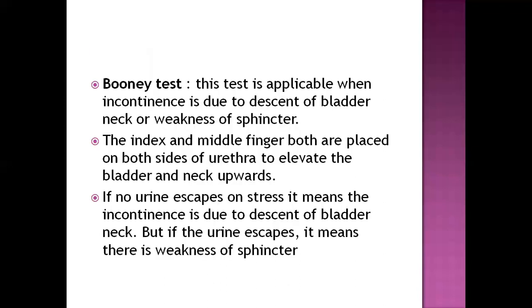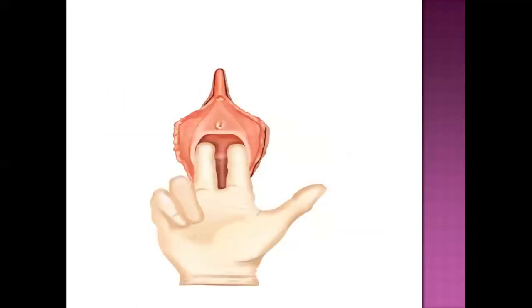Next test is Bonney test, one of the most important tests. Bonney test is applicable when incontinence of urine is due to descent of bladder or when there is weakness of sphincter. To perform this test, we need to place the patient in a comfortable position, either lithotomy or Sims position can be okay. And then both fingers, index and middle finger of the dominant hand, should be placed at the base of the urethra. This part is the base of the urethra.